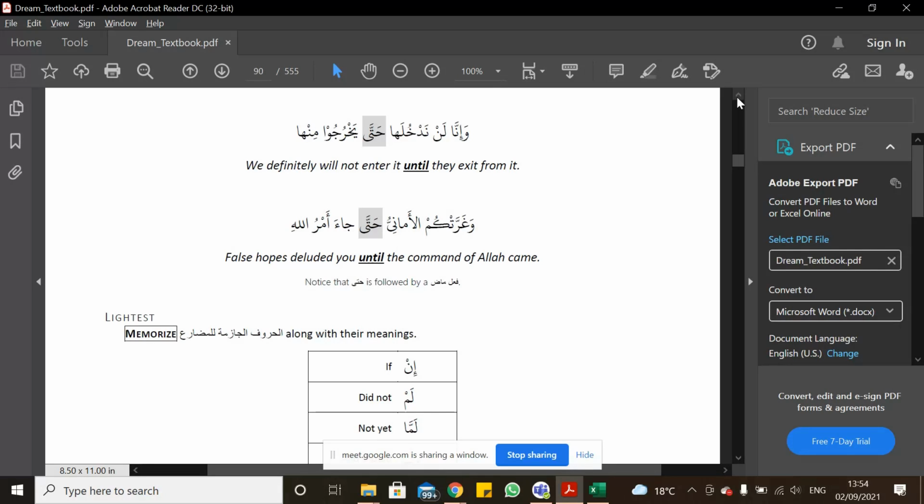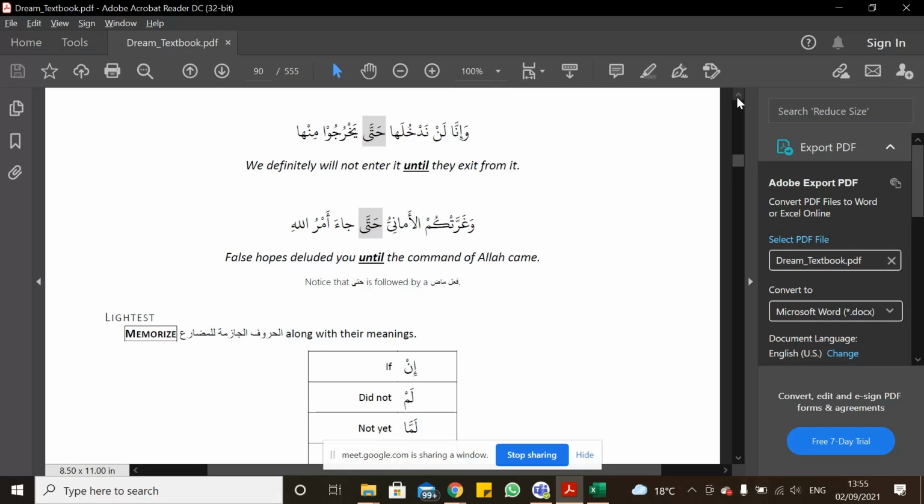We look for the outside doer. Do we have an outside doer here? Amaniyu is in the raf form, so it's the outside doer. It means false hopes, falsehood. So falsehood deluded.